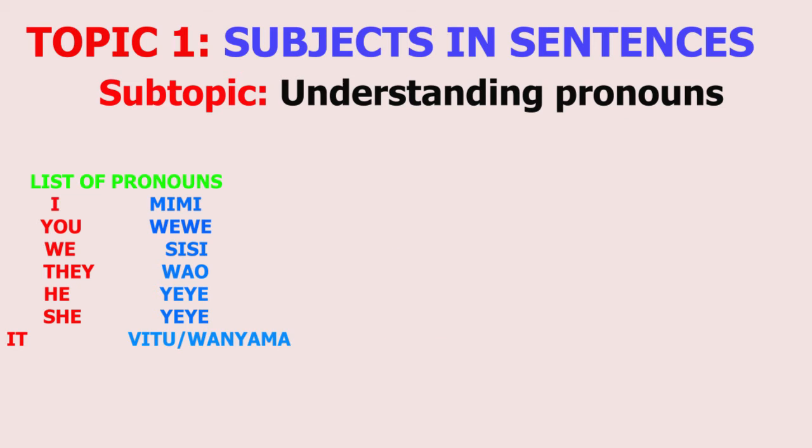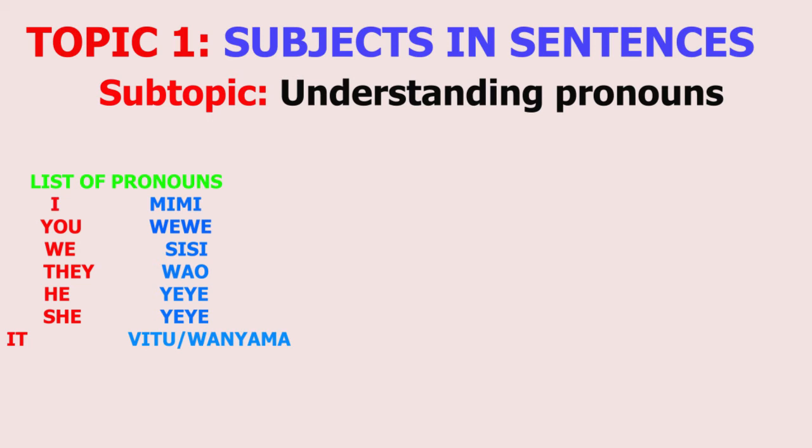Then we have other pronouns, as I have mentioned: he, she, and it. So how are we going to use them? We are using he when we want to talk about yeye, okay? Because he is yeye. But remember that we are using he exclusively for a male person. Okay, so he means yeye, but wa kiume.